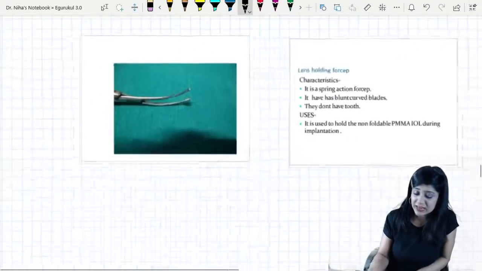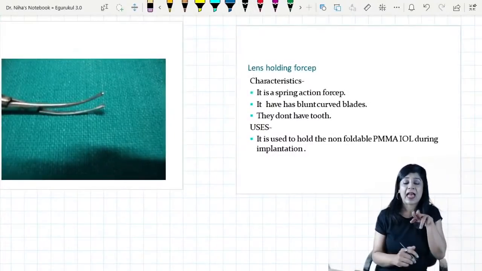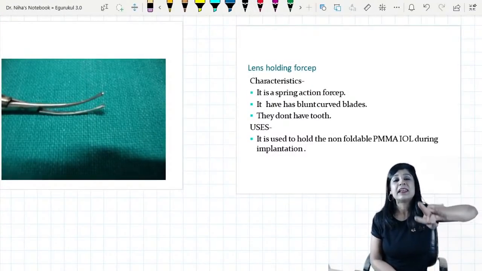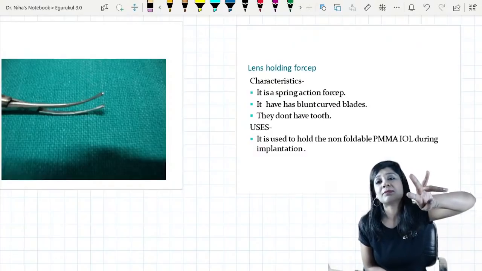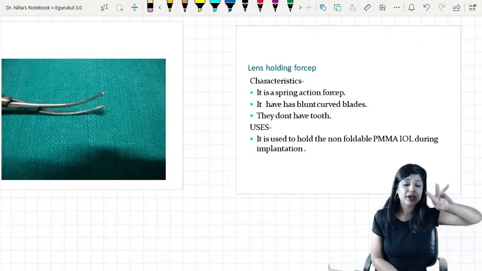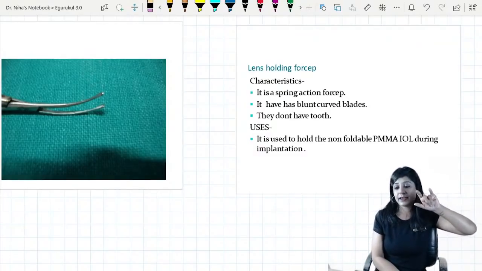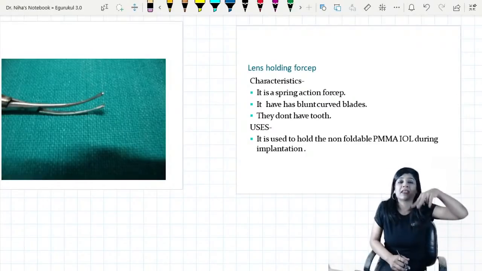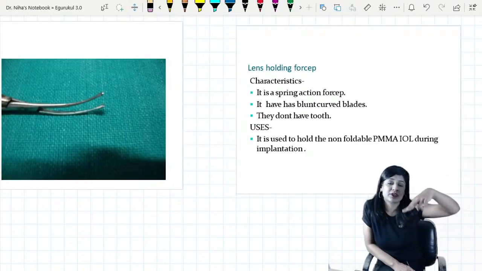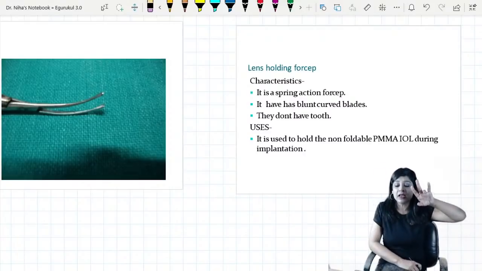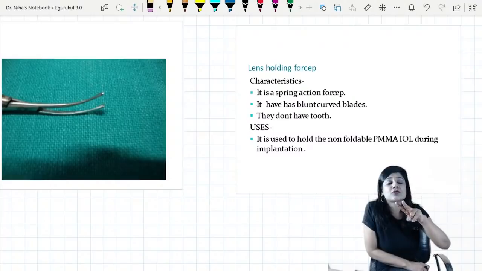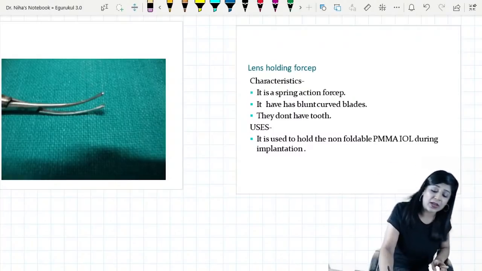Now see, this is again a forceps. And can you see, it is something like this. So this is your lens holding forceps, and it is blunt, because it is not injuring the lens, because when you have to take the IOL, like we were using the Kelman-McPherson forceps for holding the IOL. Similarly, we can use this one also. This is actually for the non-foldables, the rigid one piece IOLs.